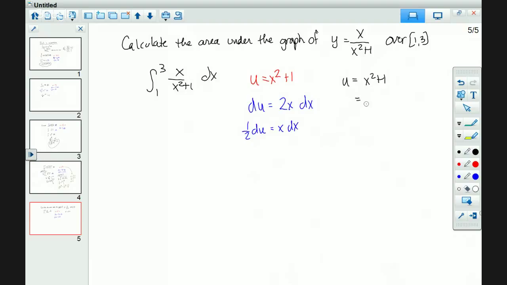Okay, if x is 1, u is 2, correct? All right, now we have everything we need. The limits are now 2 to 10. We have 1 over u, and then the 1/2 has to be up. A little bit more simple than that. So u is substituted, x dx is substituted, and we're good.